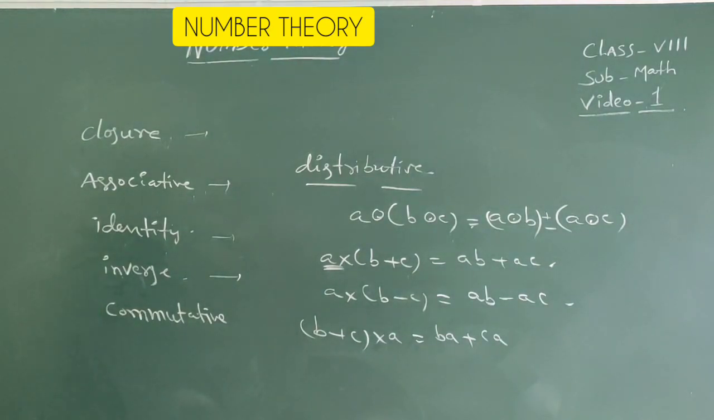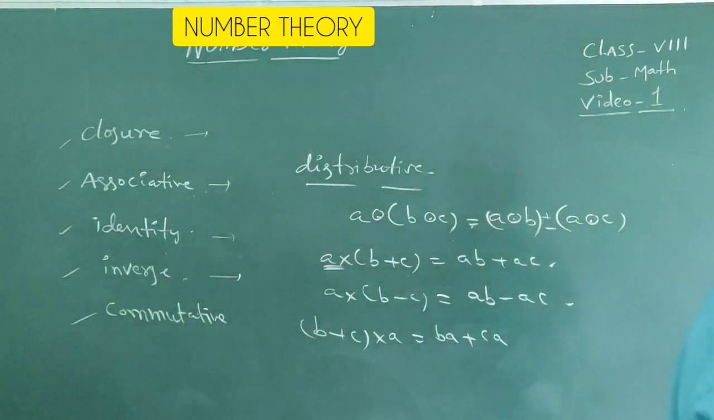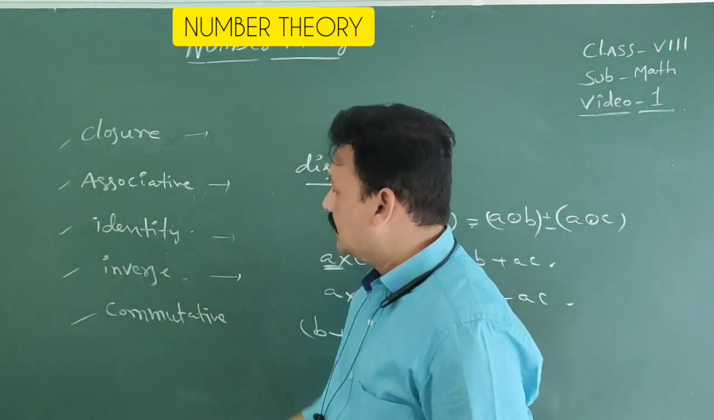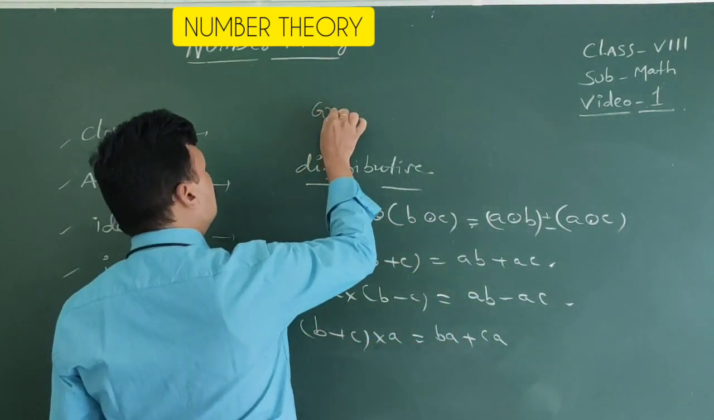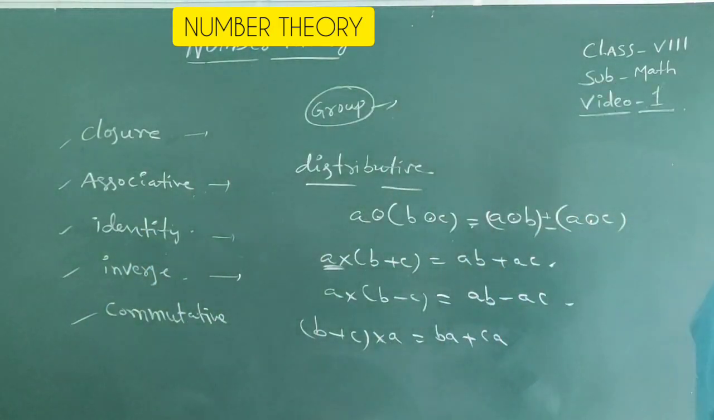Here we discussed the properties closure, associative, identity, inverse and commutative, along with the distributive. If any number system satisfies these 5 properties with respect to a particular operation, then the number system is called a group. Natural numbers is not a group, because identity and inverse do not exist. Whole numbers is not a group. It doesn't have any inverse element.